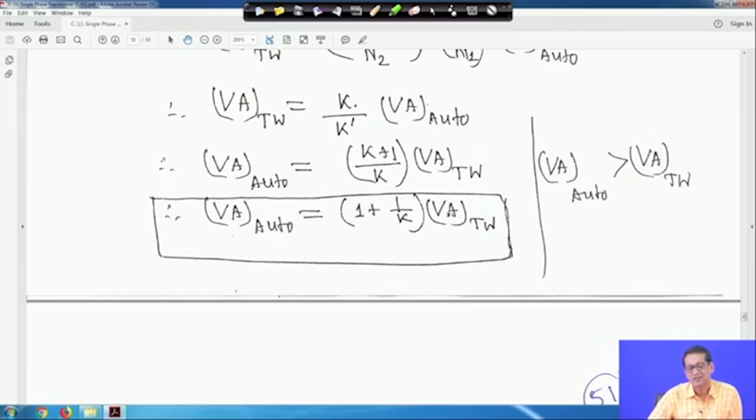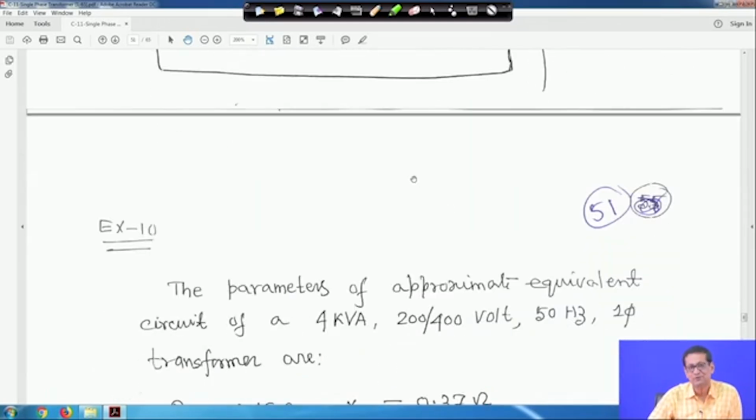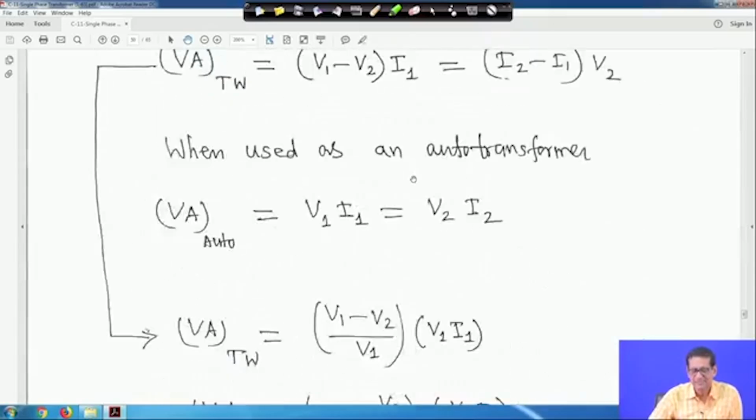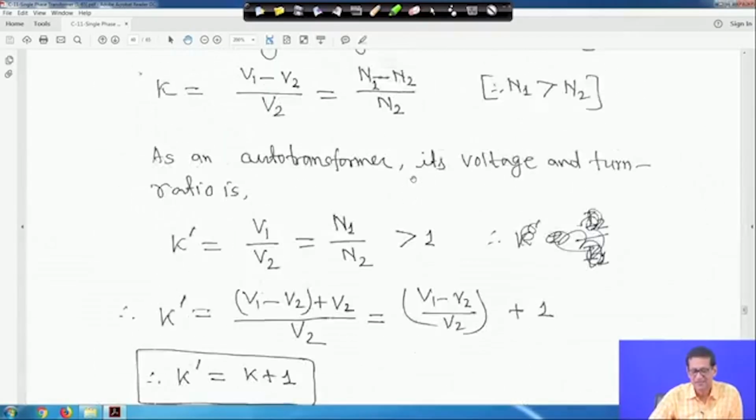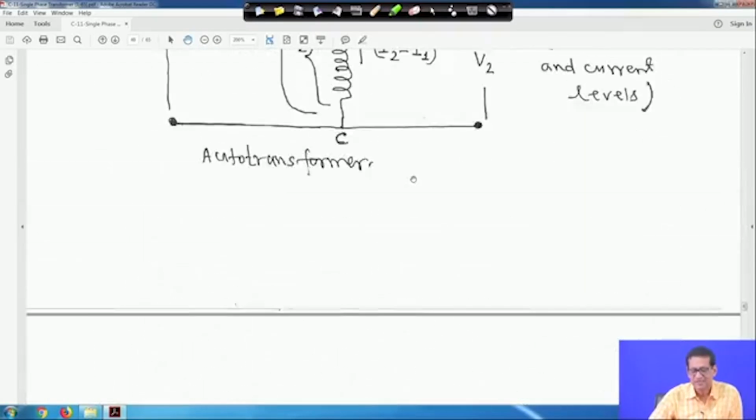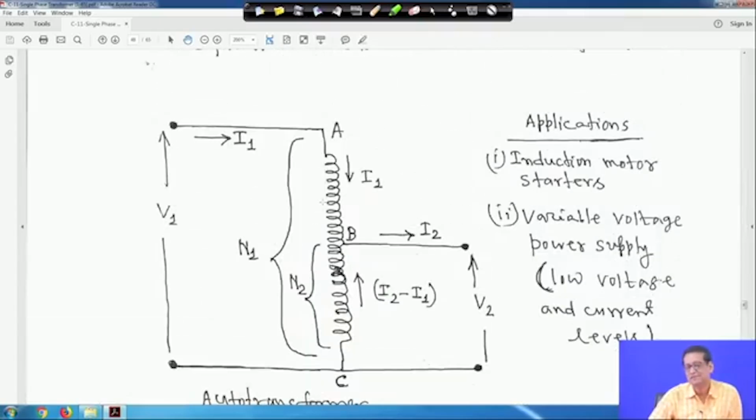With this, single phase transformer is over, only we will see a few numericals, and this is a very simple thing, there should not be any confusion about auto transformer, very simple thing.